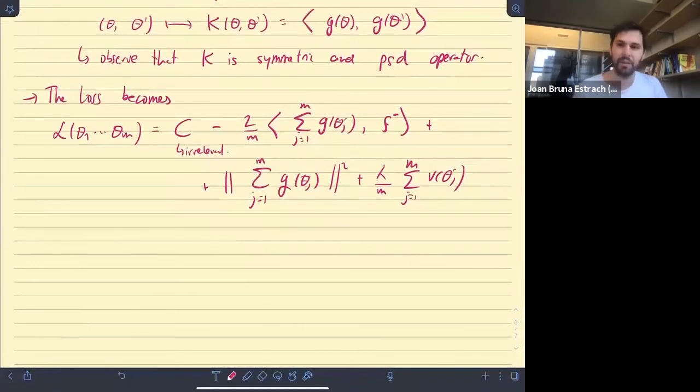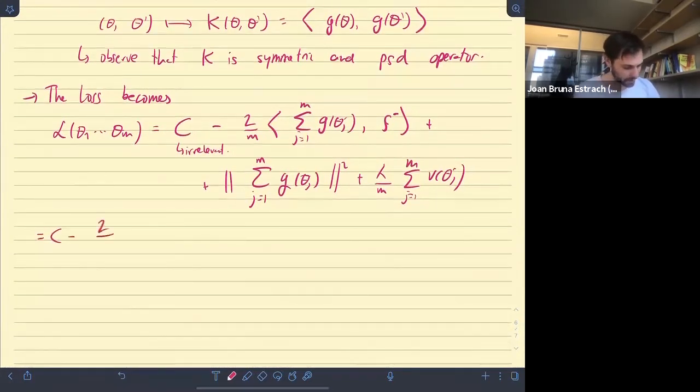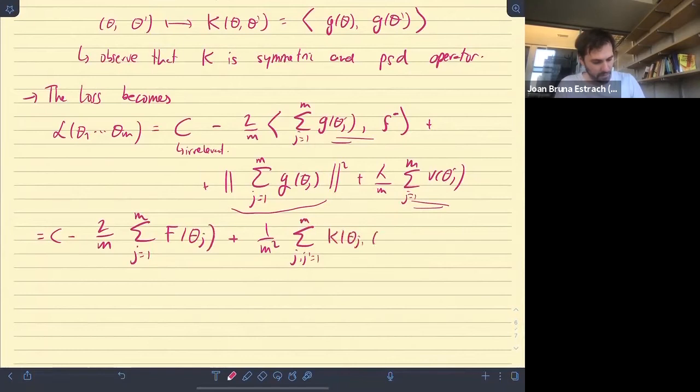Now, because the dot product is linear, I can put the dot product inside and collect everything together. So what we have is some constant minus one term that is 2 over m, the sum from j equals 1 to m of this function F of theta j, because I'm collecting the terms here with the terms here. And then if I look at this term here, I also have all the possible pairwise products. This term is 1 over m squared, the sum from j and j prime from 1 to m of k of theta j, theta j prime.